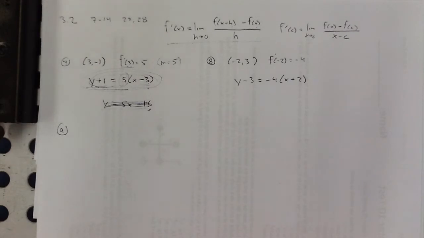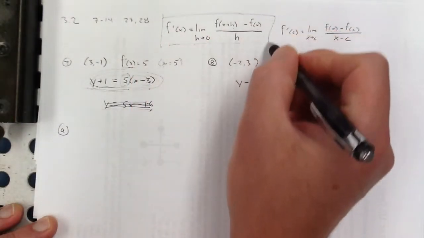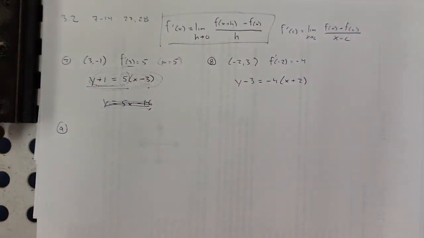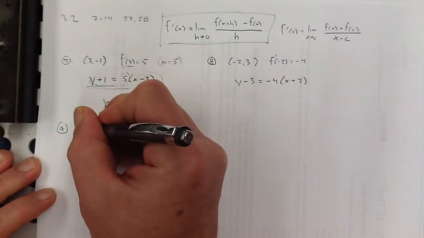Use definition 3.2.1. That's this. To find the derivative f prime of x and then find the tangent line at that point. Okay, so let's do it. Remember, we're not being lazy here.